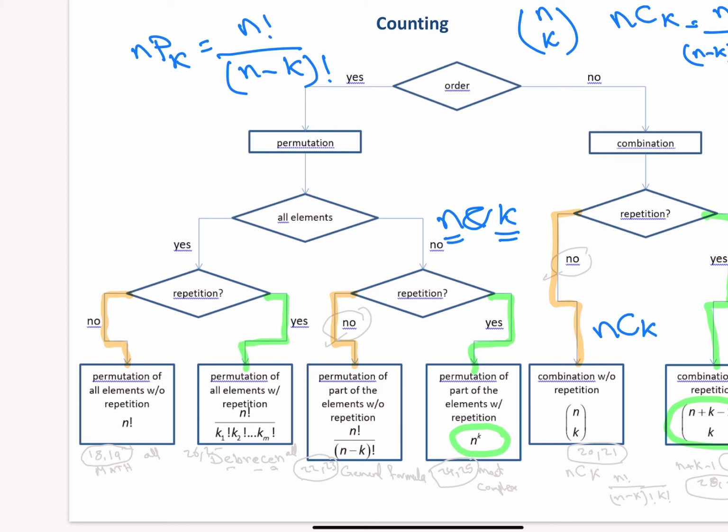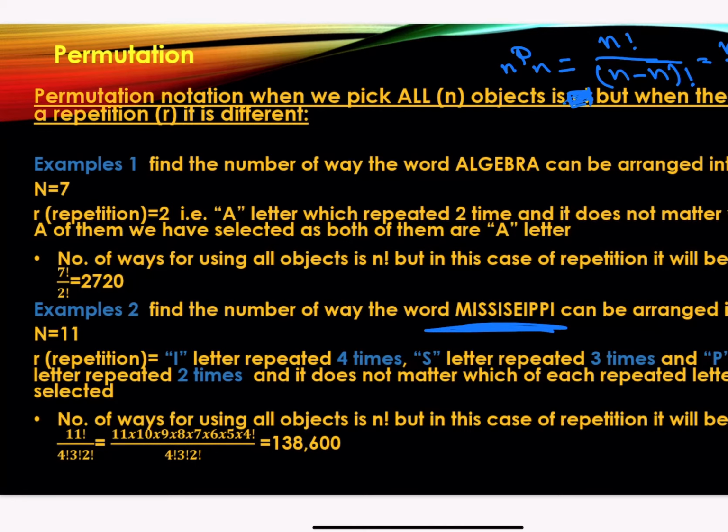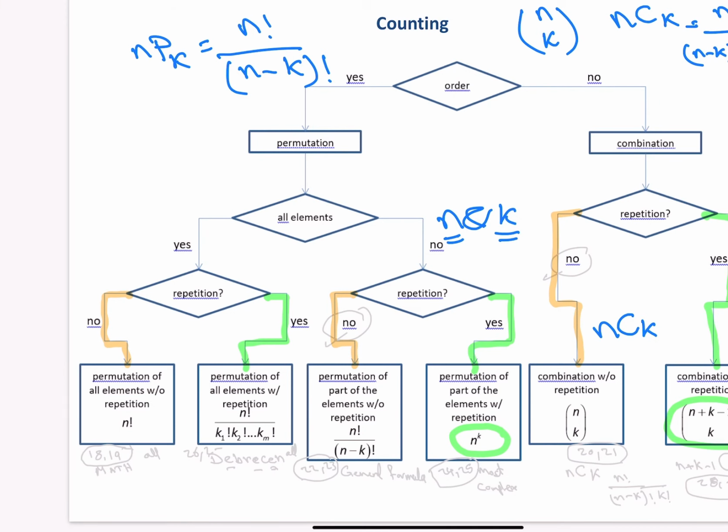So if we have repetition here, as we said, it will be n factorial as it is, but divided by the repetition. So n factorial divided by k1 factorial, k2 factorial, k3 factorial, and so on, all the repetition which we have. Like this example, I have 4 factorial, 3 factorial, 2 factorial in the denominator, because we have the repetition of I, 4, repetition of S, 3, repetition of P, 2, and so on. Okay? So this is the first one. Always when repetition is there, it will be difficult.